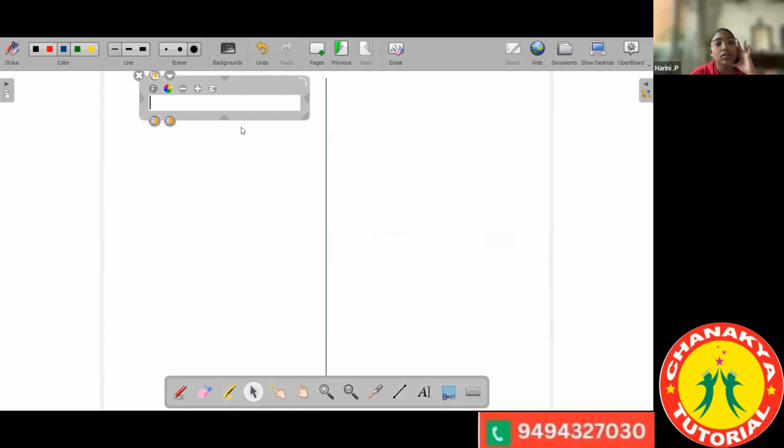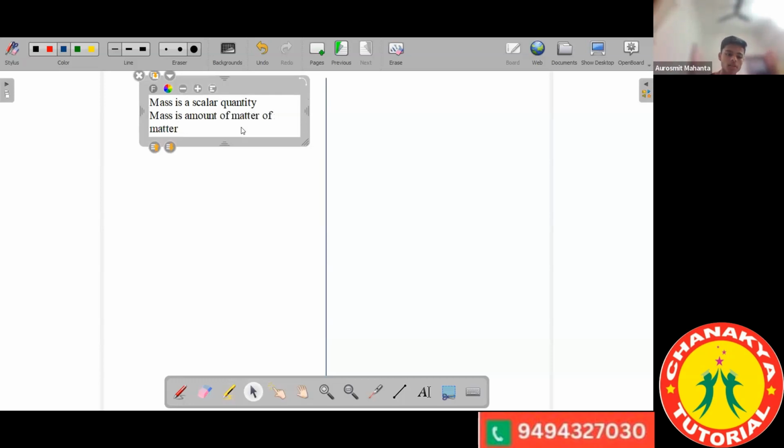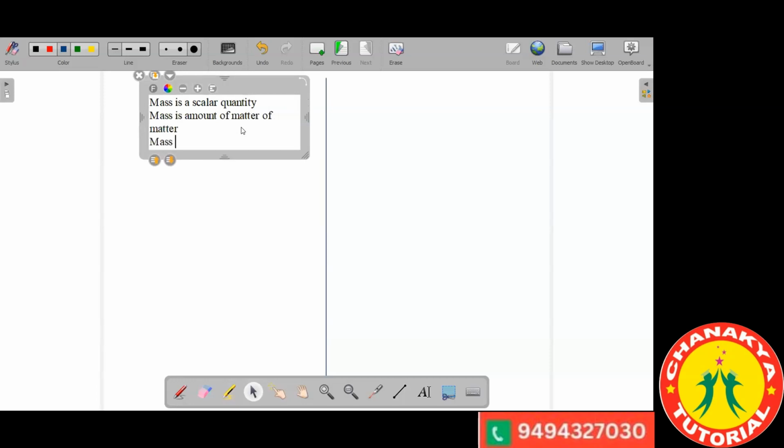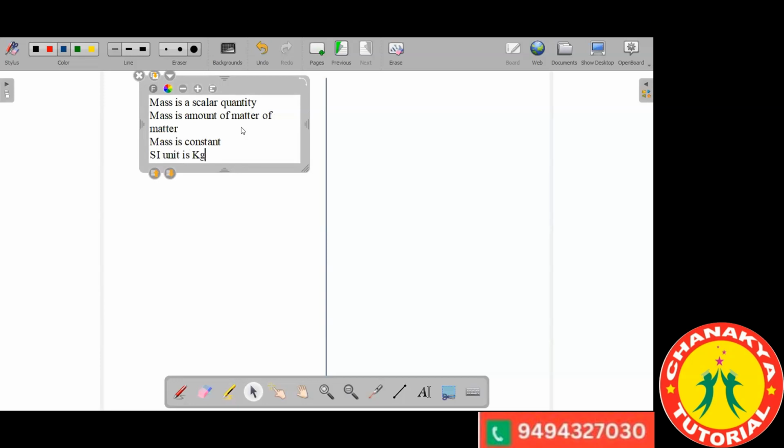Sir, mass is a scalar quantity and weight is a vector. Okay, very good. Mass is a scalar quantity. Sir, mass is the amount of atoms in an object. Mass is the amount of matter. The mass cannot change while weight can vary. SI unit of mass is kilograms, while SI unit of weight is newtons. Mass is constant. SI unit is kilogram.